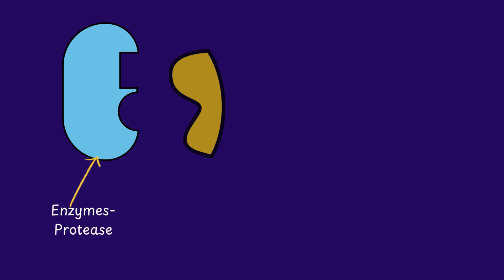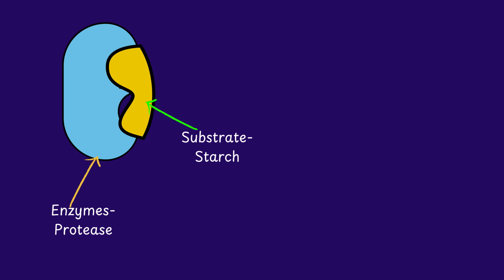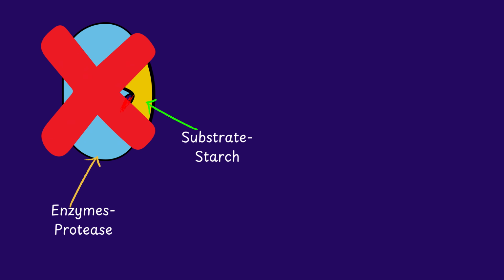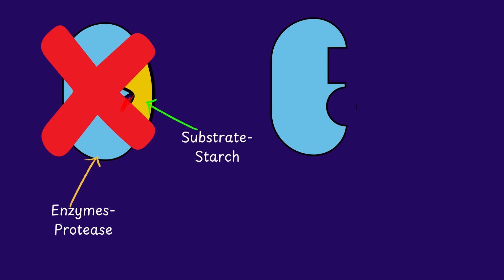Students, say for example, this is the enzyme protease and this is the substrate starch. Will there be a reaction between the two? Let us look at the active site. Do you notice that there is a gap between the substrate and the active site? It means that the substrate does not fit perfectly with the active site, and it's because the shapes are not complementary, so there will be no reaction. Remember, in order for a reaction to take place, the substrate must fit perfectly with the active site.